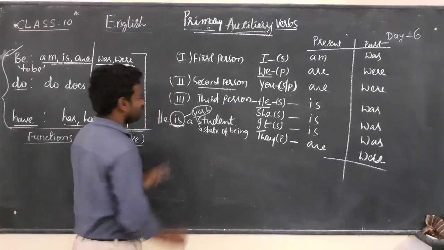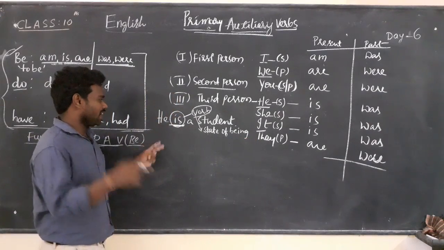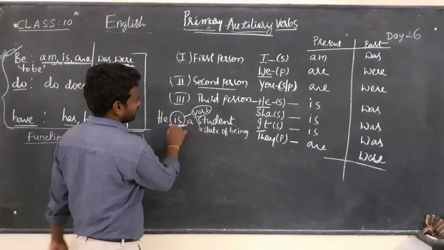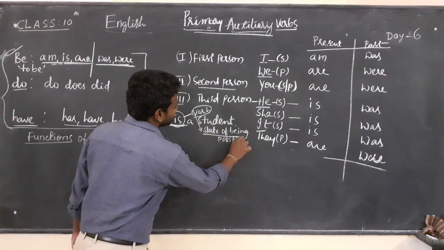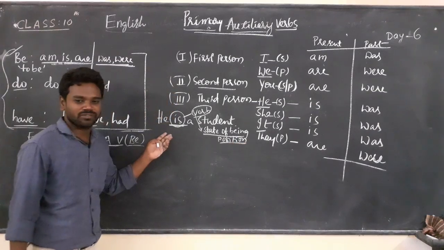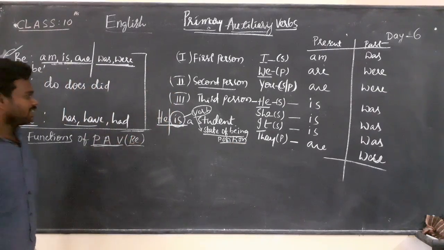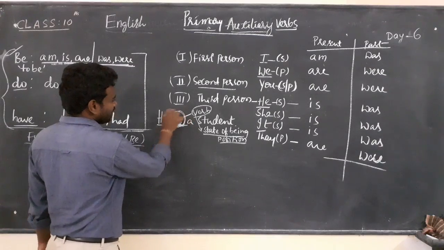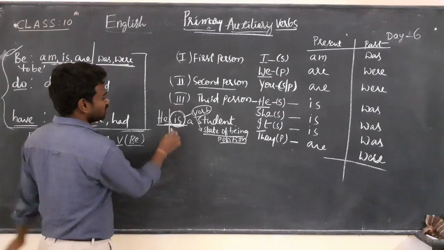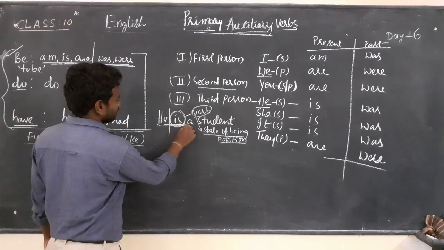State of being, a position. What is he? When you question what is he, what will be the answer? The answer is he is a student. That means it indicates the position of a person or a subject, right? So he is a student. That means is functions individually, or it functions independently in the sentence, right?